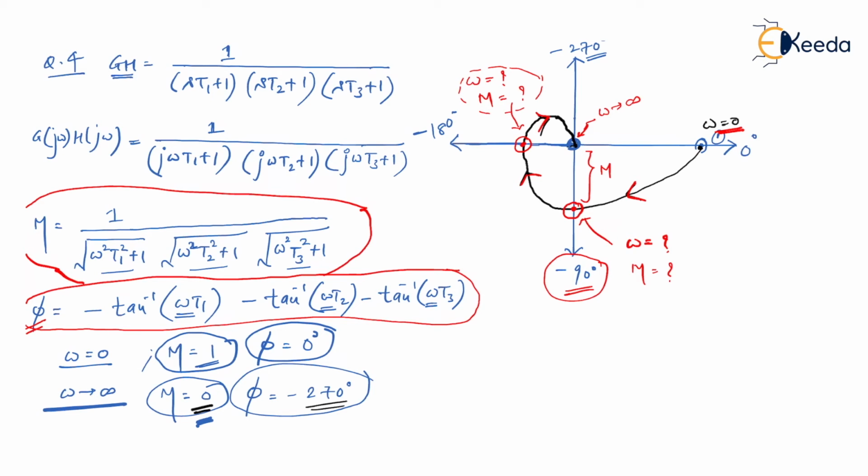And once you know the value of omega, get the value of that magnitude at that particular omega. I hope you understood that. And the same you have to do for minus 180 degree also, because it is having two intersection points. So we have to find omega twice as well as magnitude twice. So let us try to figure out the value of omega when the intersection point is minus 90 degree.